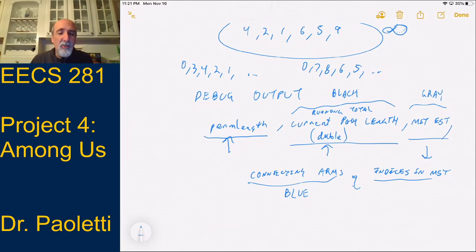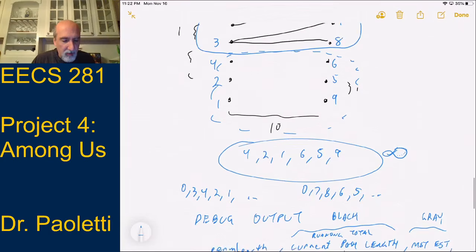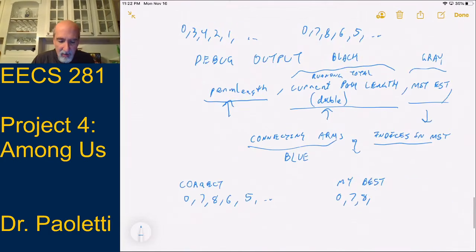So if I print which indices are in the MST, I could see the point at which something went wrong. So I know the correct output should say something like 0, 7, 8, 6, 5, something, okay? And my best is like 0, 7, 8, I gotta scroll up here and look, 0, 7, 8, 3. That tells me that at some point it considered 0, 7, 8, 6, and the promising function said no.